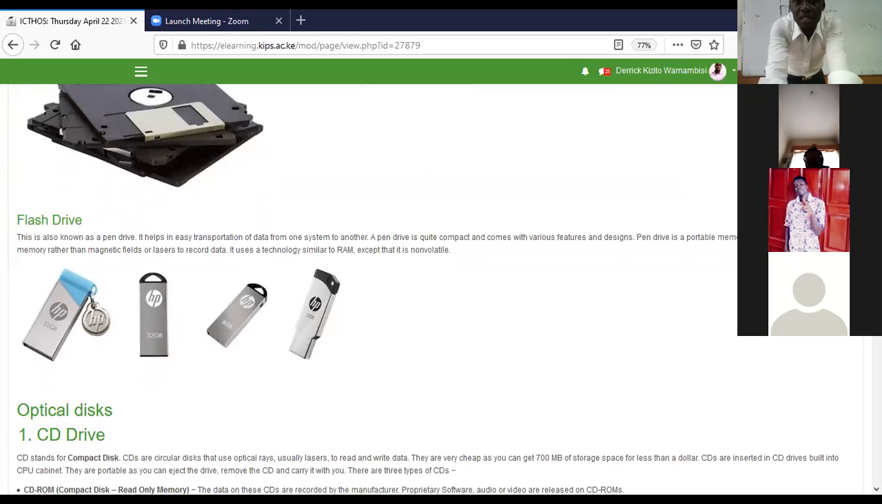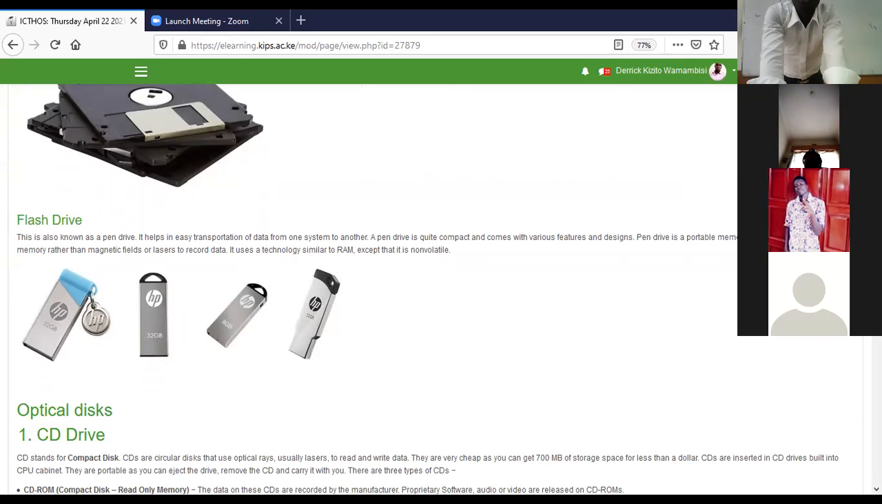Flash disks, or what you call a pen drive. So you send someone to a shop that sells movies, you want to come up with a movie. Just take your flash disk, they put the movie on it, and you come and watch on your TV. So they are portable, light in weight, and they have various capacities.